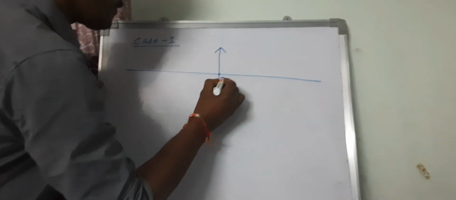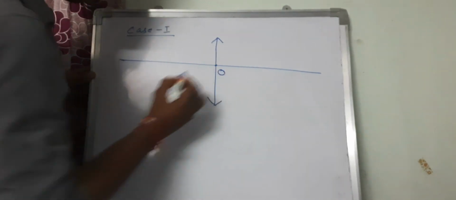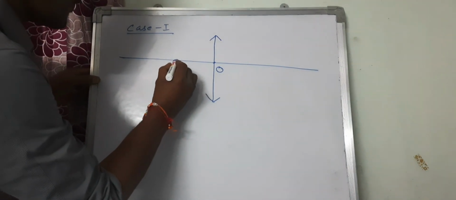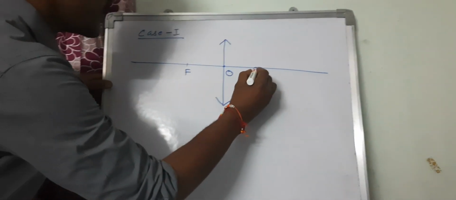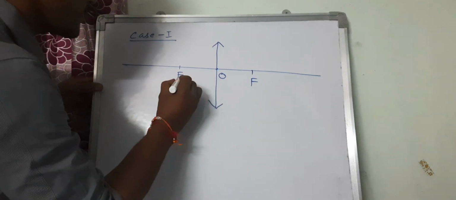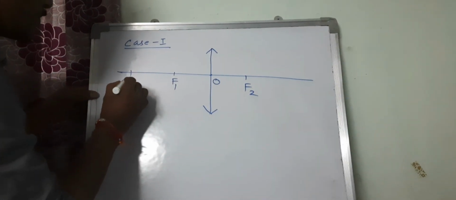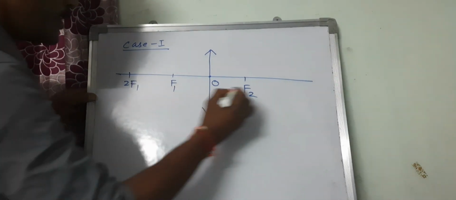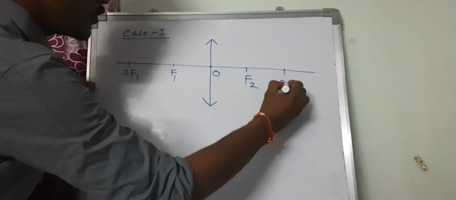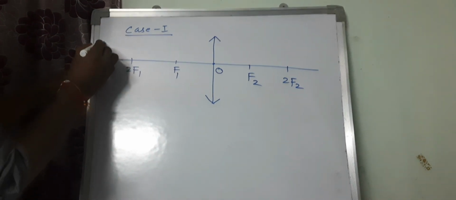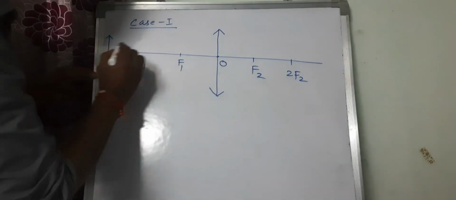This is the midpoint of the lens, which is named as the optical center, represented by O, and it has two focus points which are equidistant, represented by f1, f2, and twice the focal length is represented by 2f1, 2f2. When the object is at infinity, the object is generally represented by an arrow mark; here I used a candle.